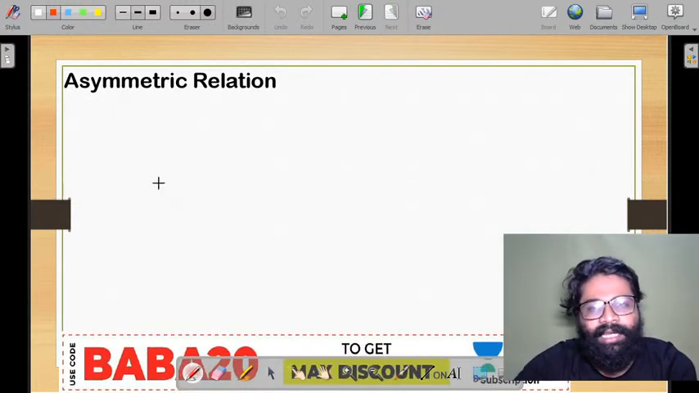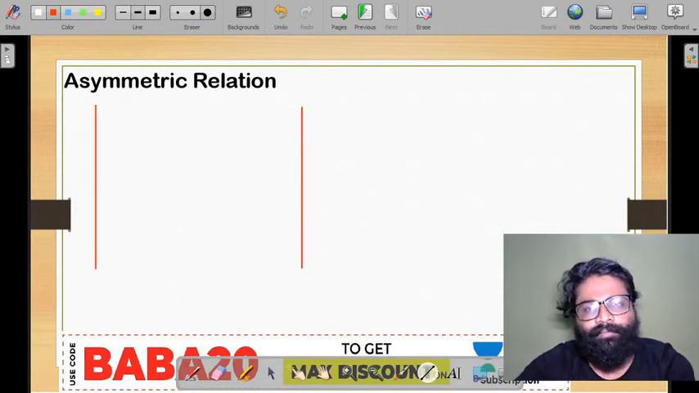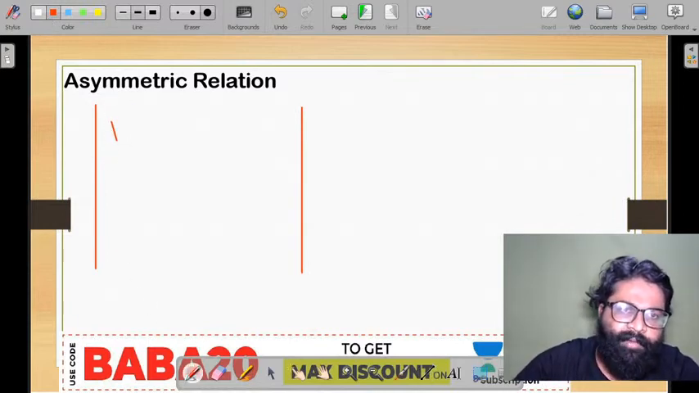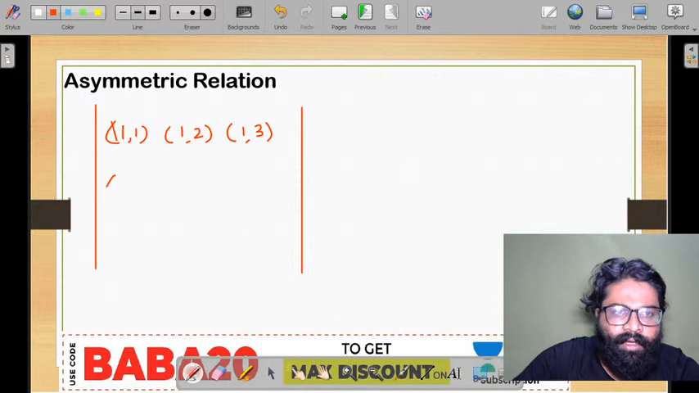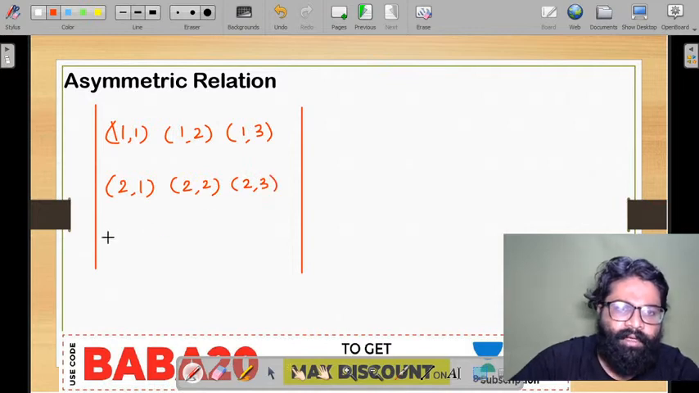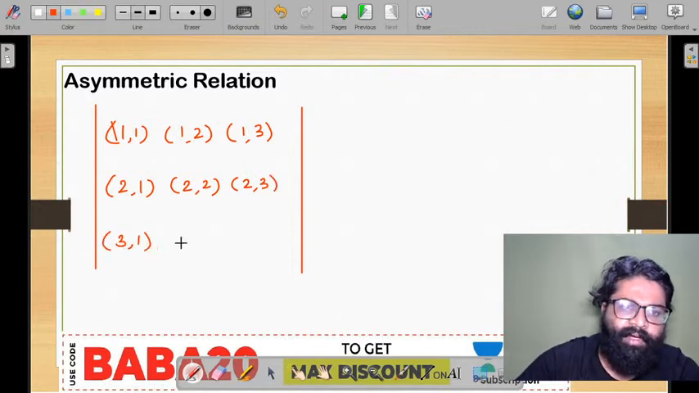Now, can we find the total number of elements here? Let's take this example. Let me write that. How many elements will you get? 1 comma 1, 1 comma 2, 1 comma 3. Here you will get 2 comma 1, 2 comma 2, 2 comma 3. And here 3 comma 1, 3 comma 2, 3 comma 3.